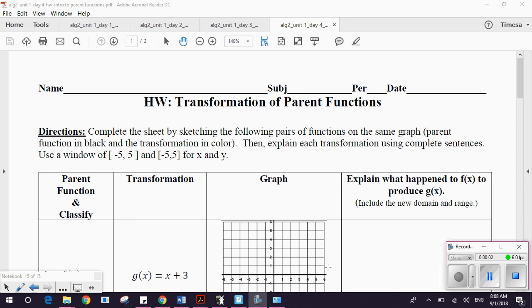Alrighty, this is your homework assignment for transformations of parent functions, which is the last lesson before our test. We're going to graph parent functions and the transformations and explain what happened. Also, we're going to include the domain and the range on the new graph.